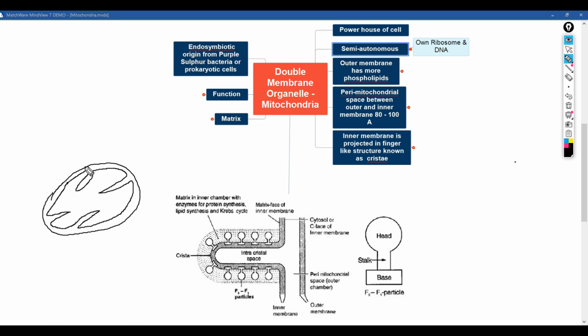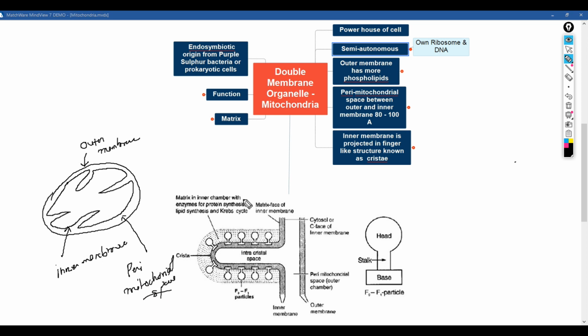The outer one, this is what we call the outer membrane, and then this is what we call the inner membrane, and in between we will find the perimitochondrial space, right? So this is the perimitochondrial space.